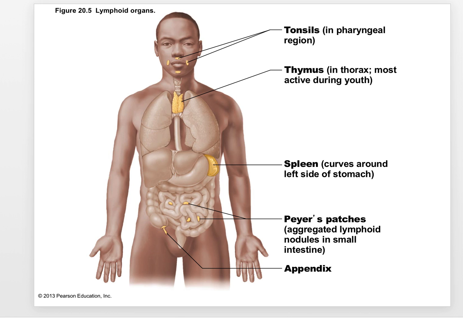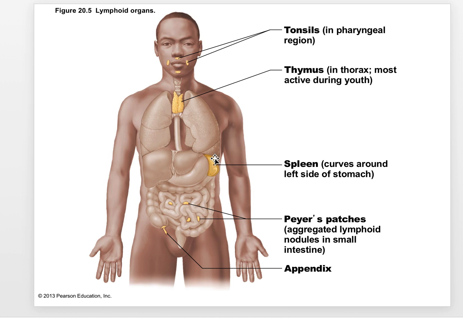This is a diagram of some of the lymphoid organs. There's the tonsils in the back of the throat, the thymus. This is where the T cells mature. The thymus is in the thoracic area. It's most active during youth. As you get older, the thymus almost withers away and doesn't become as important.